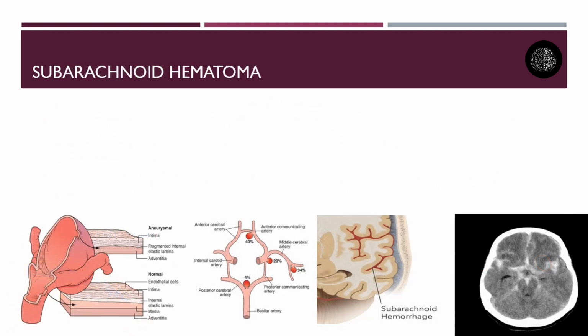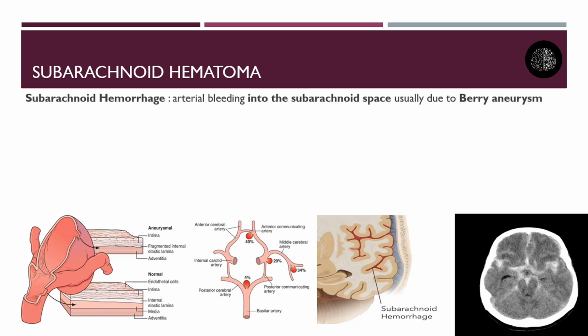And for the third and final one, it would be subarachnoid hemorrhage, which is the most life-threatening, but the least common at the same time. So subarachnoid hemorrhage is arterial bleeding into the subarachnoid space, usually due to a berry aneurysm.